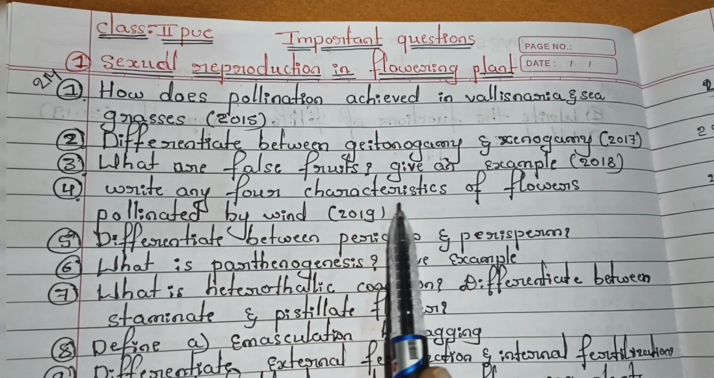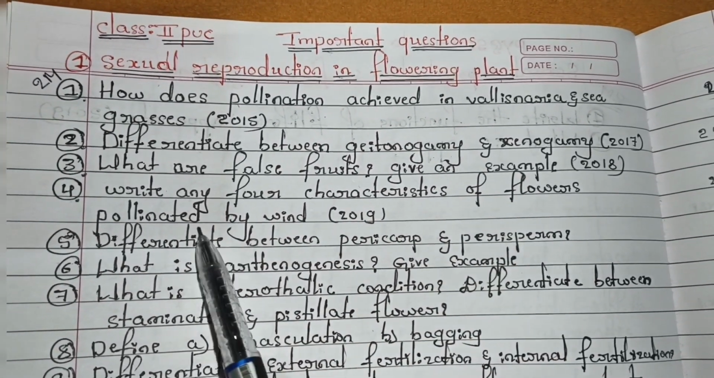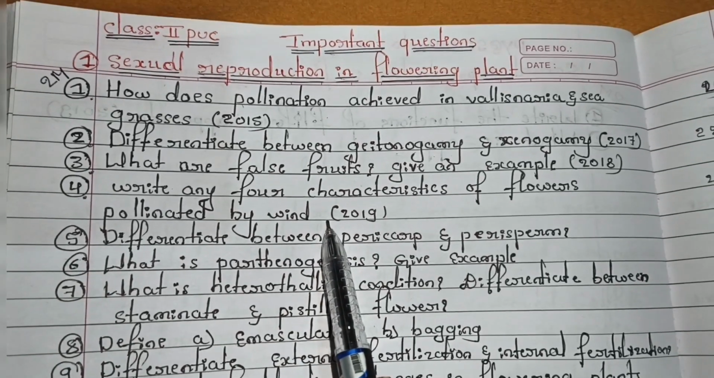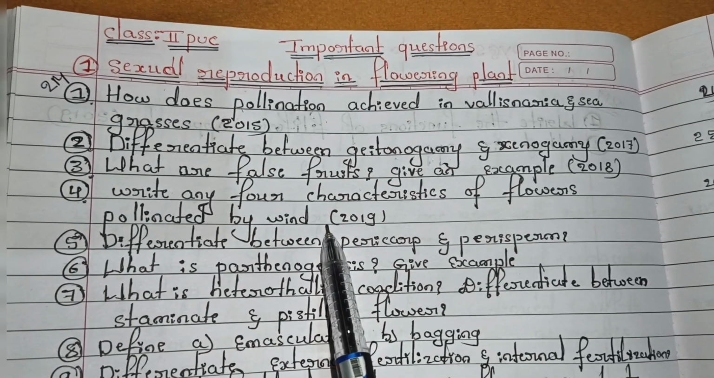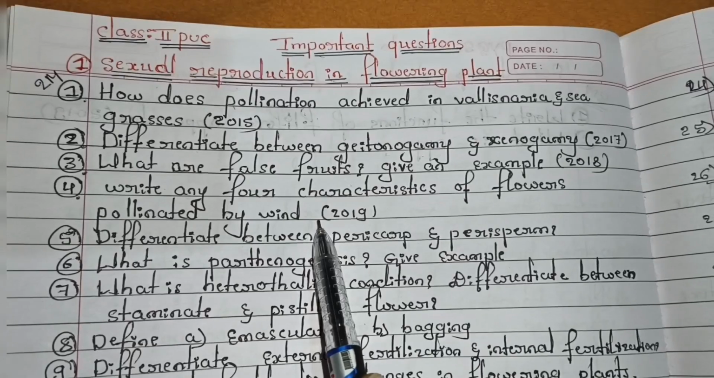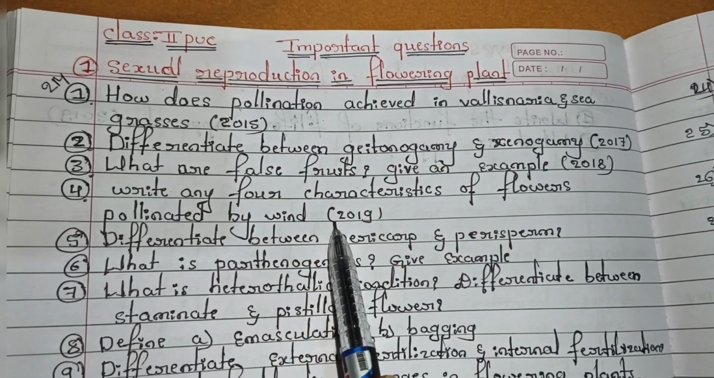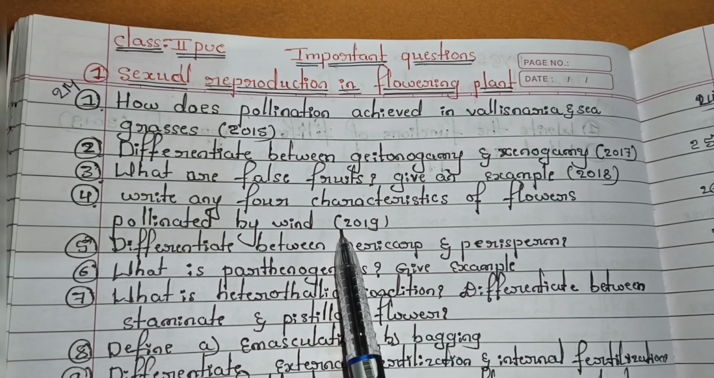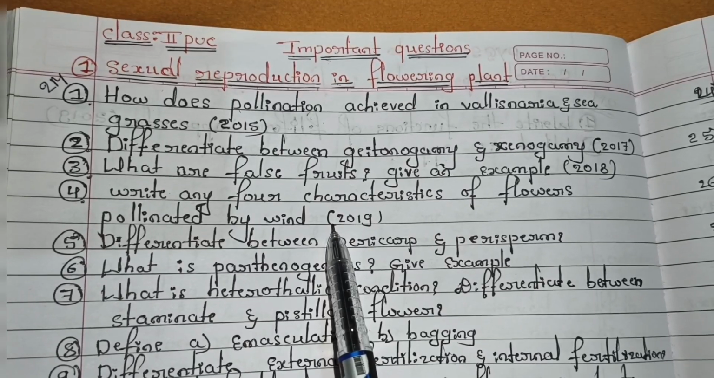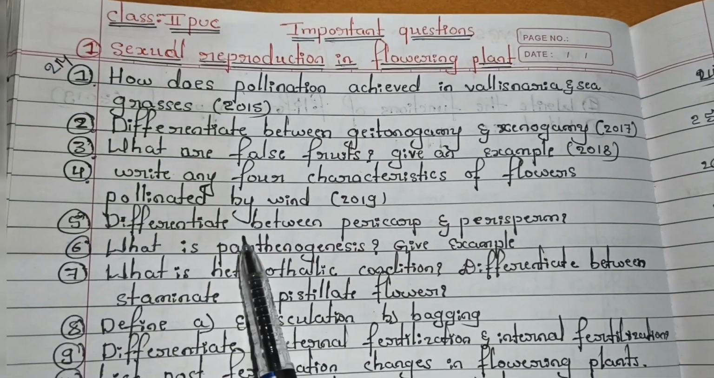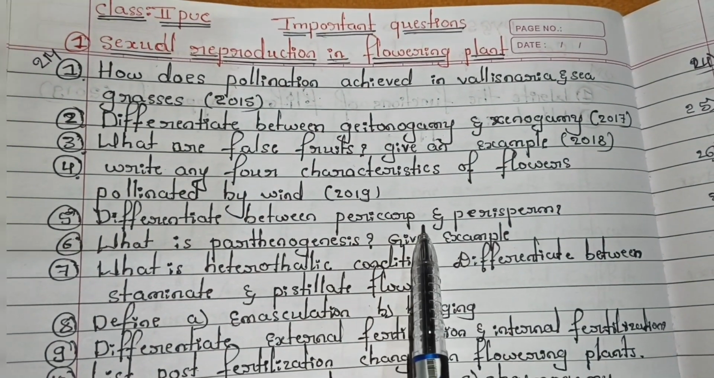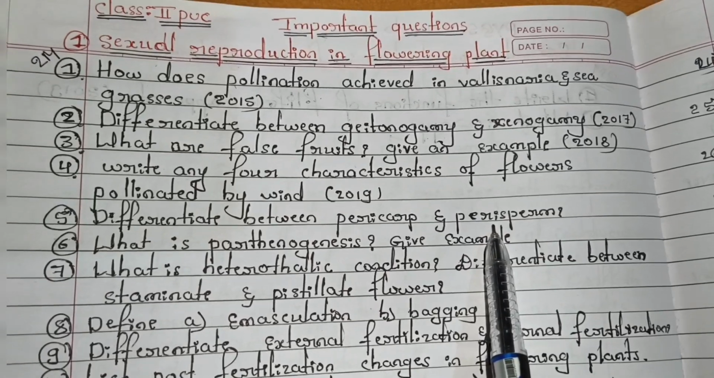Next, write any 4 characteristics of flowers pollinated by wind. So you have to write 4 characteristics. For example, in wind pollination the pollen grains are light, dry and non-sticky. Like that. And the next question is: differentiate between pericarp and perisperm.